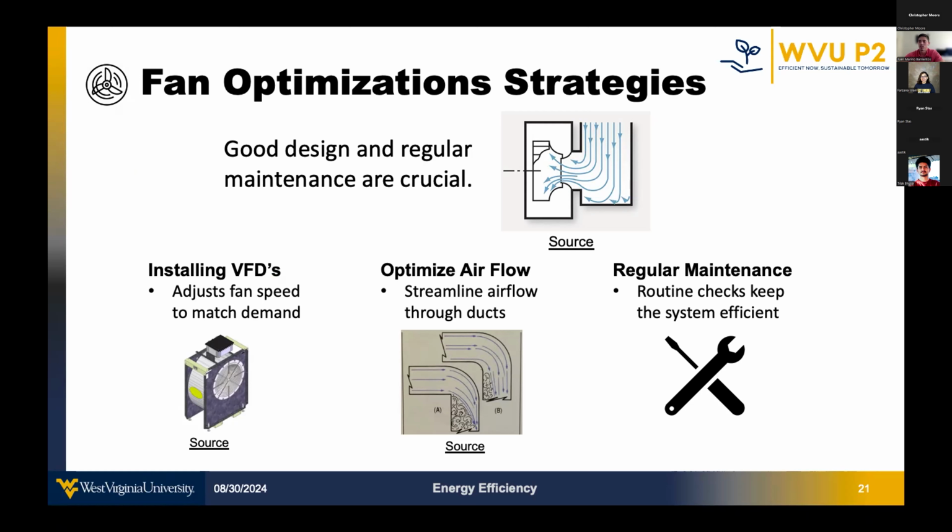Streamlining the airflow through ducts ensures that the system works efficiently without unnecessary energy use. So, the effect of elbow throat on turbulence within a duct system: the sharp throat of image A here in the middle creates more turbulence than the rounded throat of image B. And then again, regular maintenance. Making emphasis on these routine checks and maintenance keeps the systems running smoothly and prevents energy waste.